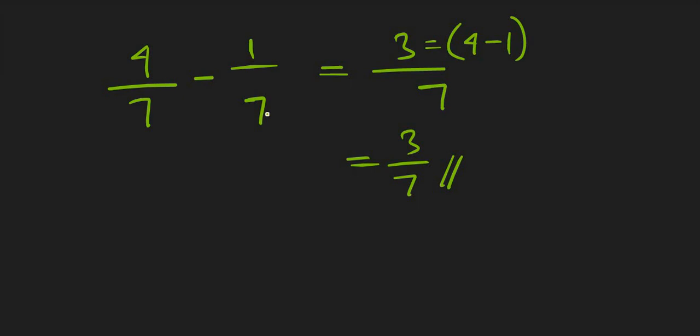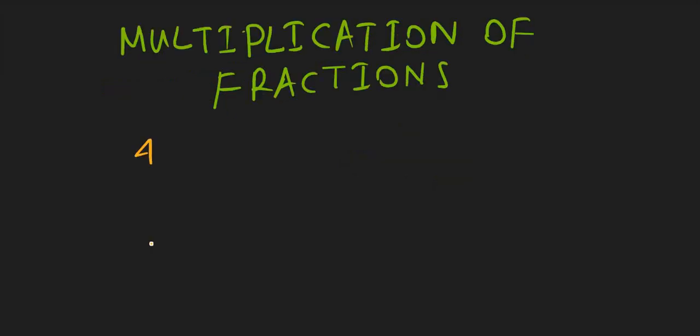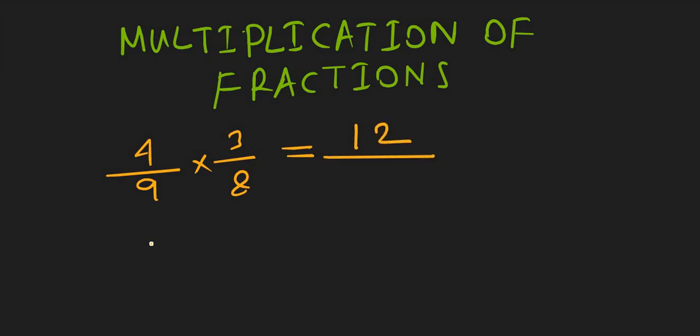Now let's discuss multiplication of fractions. Now, if you have fractions and if you are required to multiply fractions, you can do so without any hassle. 4 multiplied by 3 is 12. 9 multiplied by 8 is 72. But however, it's always better to convert the fraction into its simplest form. 12 over 72 is 1 over 6.